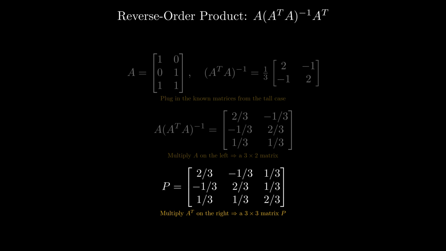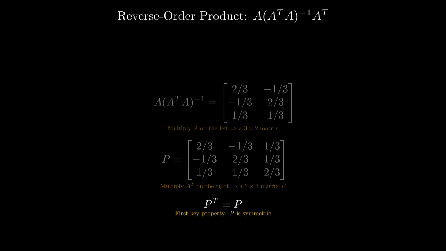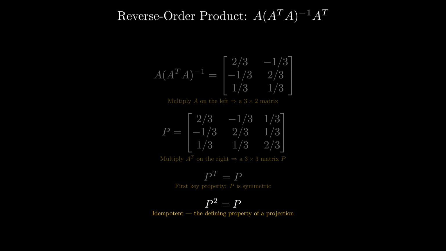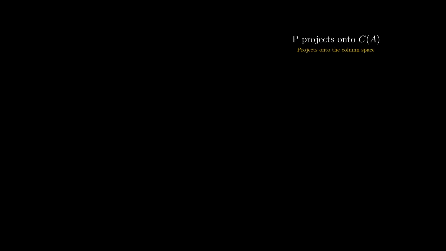That's clearly not the identity, but check two things. First, it's symmetric. Second, squaring it gives back itself. P squared equals P. This capital P is a projection matrix. What does P actually do? It projects onto the column space of A.